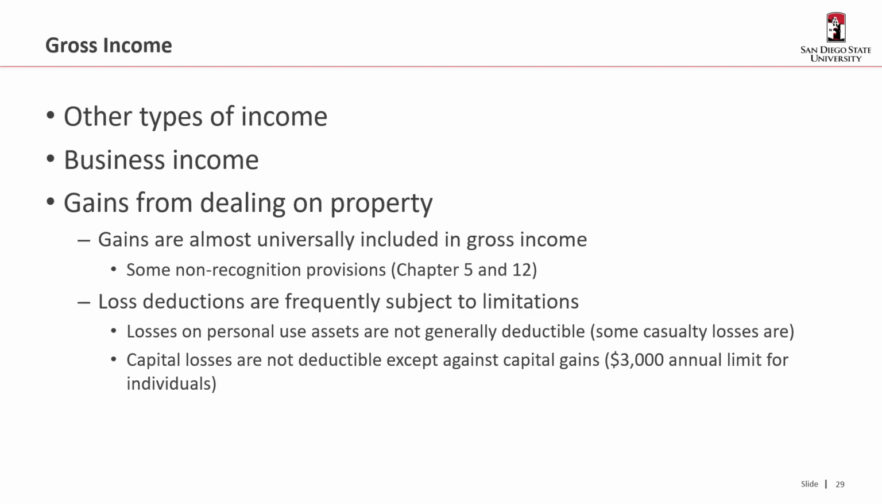Okay, so we talked about how we were going to mention some other types of income. Business income we've already talked about somewhat. It either comes from a sole proprietorship, Schedule C, or it can come through a partnership or an LLC, or you can receive it as your allocation of income from an S corporation. But otherwise, you're generally an employee and you just earn it as wages.